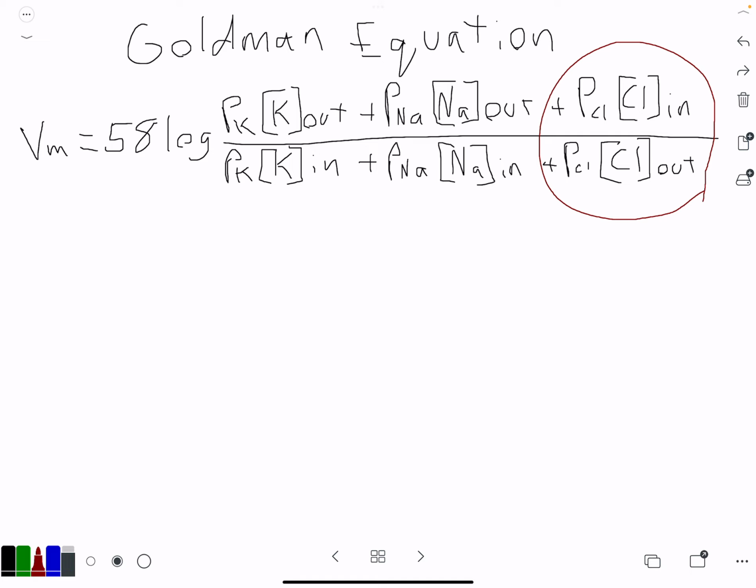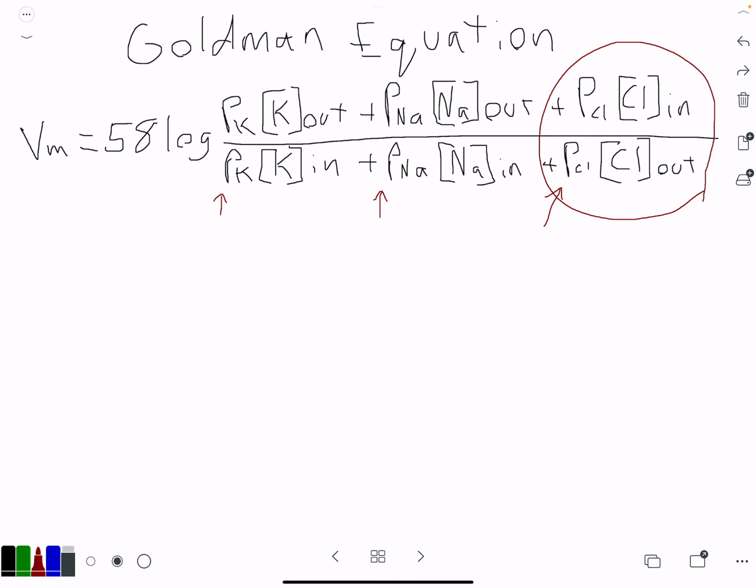of these three ions, potassium, sodium, and chloride, taking into account their relative permeability, which is highlighted by the P coefficients here. But you'll notice that when it comes to chloride, we've switched the concentrations. In the Nernst equation, the concentration outside the membrane is in the numerator, and the intracellular space is on the denominator. But we've switched it in the chloride.